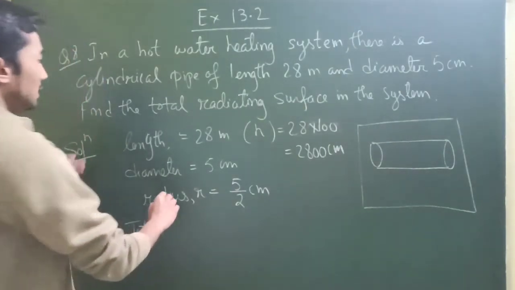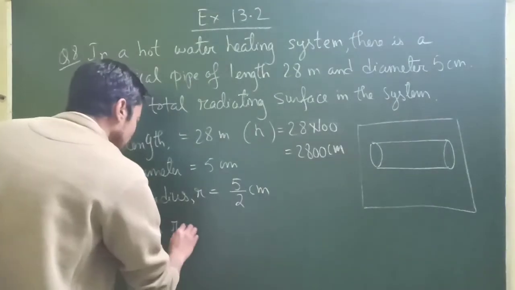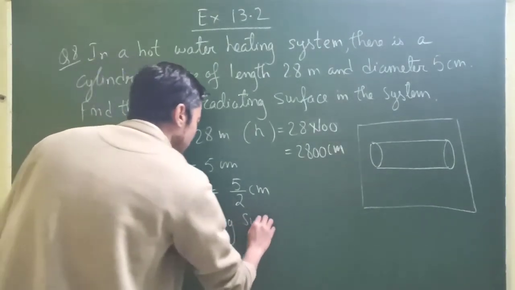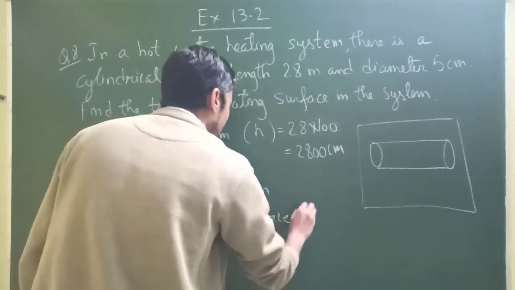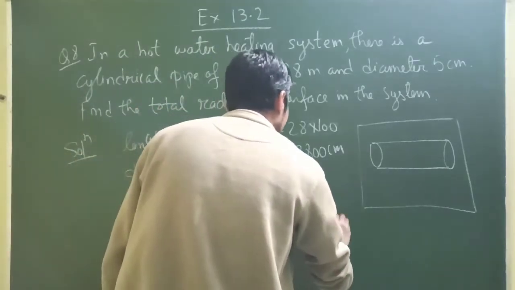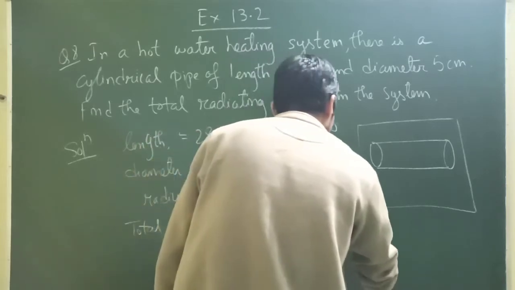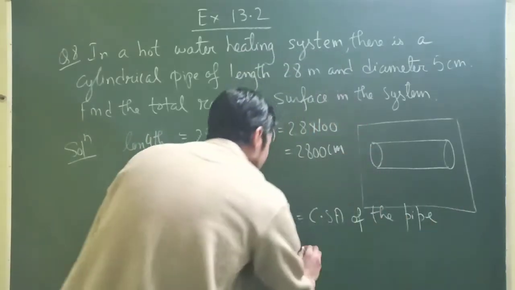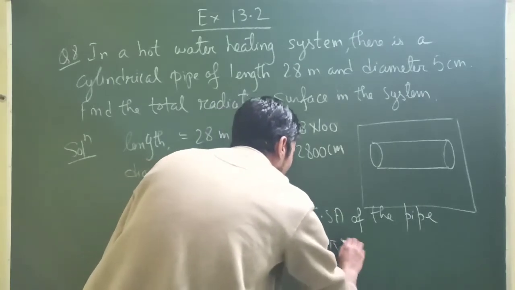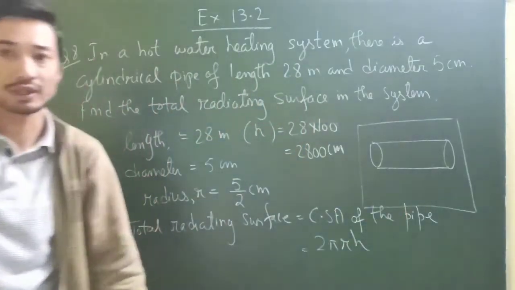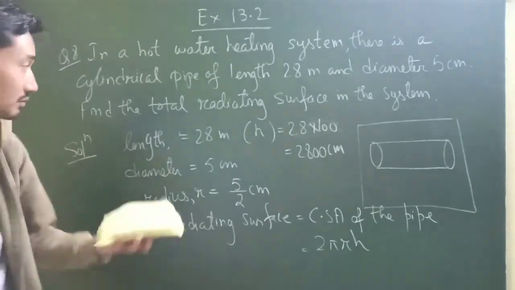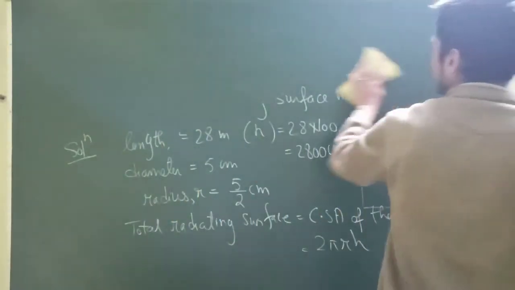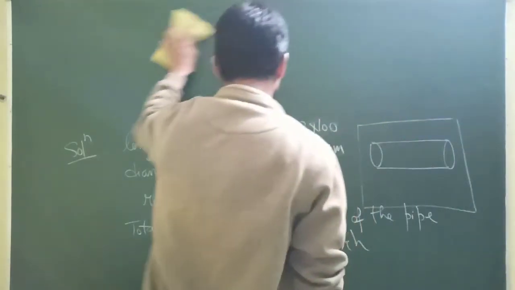Find the total radiating surface. You can bring out your pen and paper, and then you can start writing down. That will be the curved surface area of the pipe. The formula for the curved surface area of the pipe is 2 pi r h, twice of pi r h. So let's calculate that quickly. Twice of pi r h.